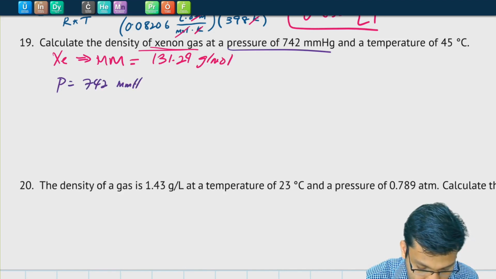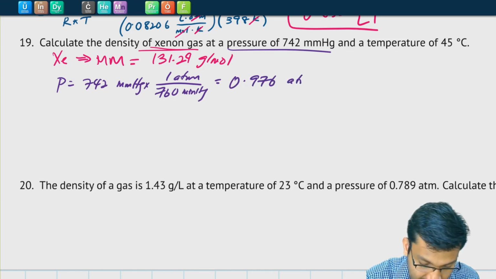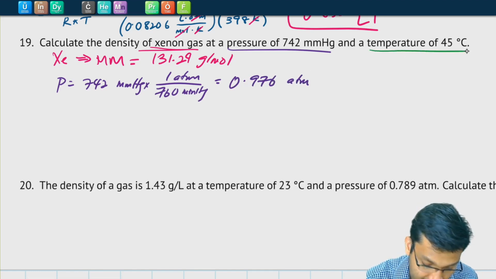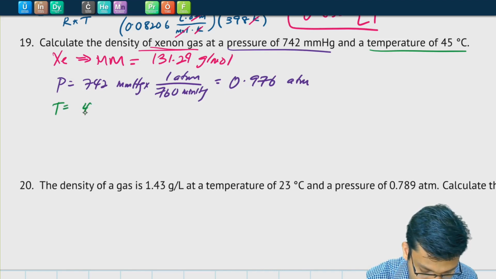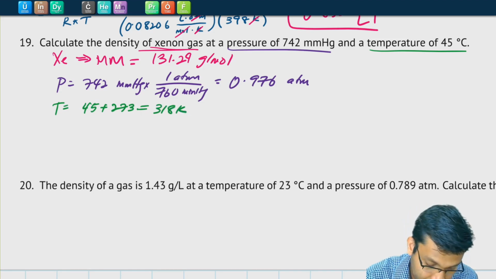The pressure is 742 millimeters of mercury, but again, we need to divide by 760 to convert it to atmospheres. And so that comes out to 0.976 atmospheres. And finally, they give us the temperature, but only in degrees Celsius. So we need to add 273.15 to convert it to Kelvin, and that comes out to be 318 Kelvin.